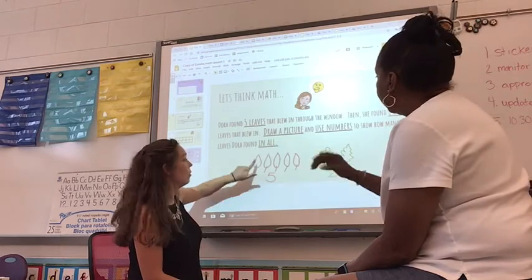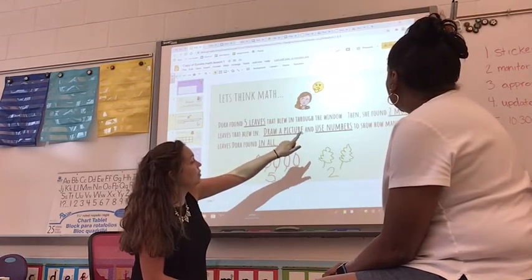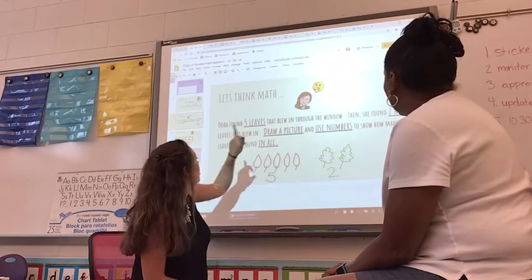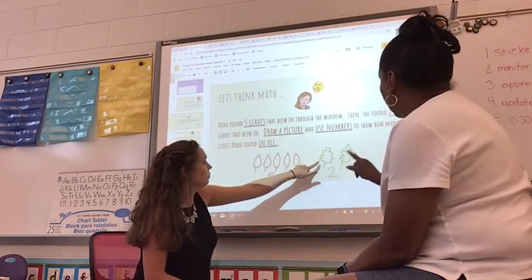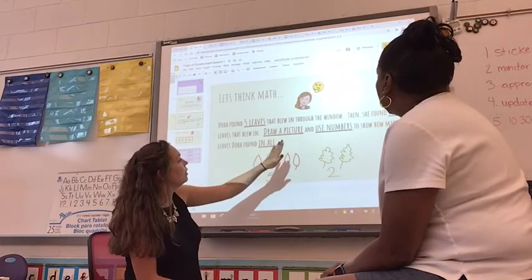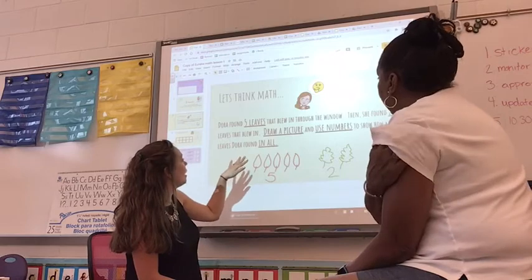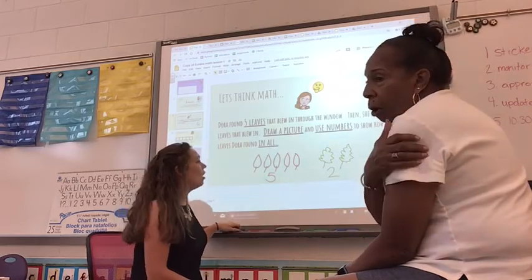There's your 5. 1, 2, 3, 4, 5. Boom. Okay. Then she found 2 more leaves that blew in. 1, 2. Okay, draw a picture and use numbers to show how many leaves Dora found in all.